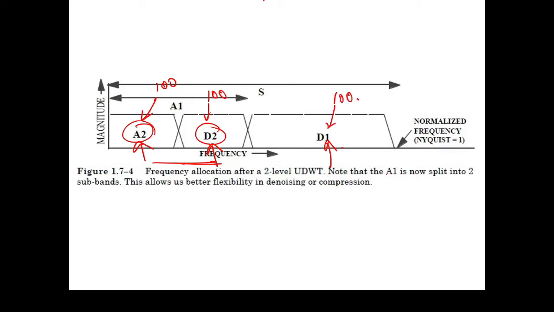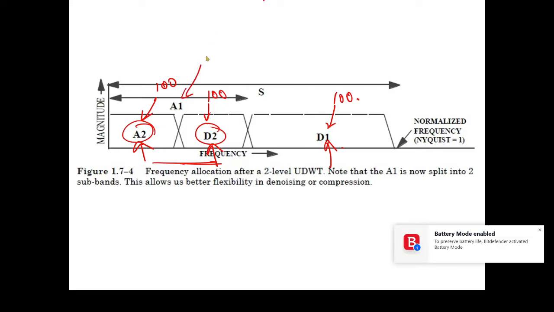Because we are breaking the signal in the frequency domain, not in the time domain. When we break in the frequency domain, we are basically band limiting the signal. We are not time limiting the signal. Now, even if you had considered A1, it would have been 100.